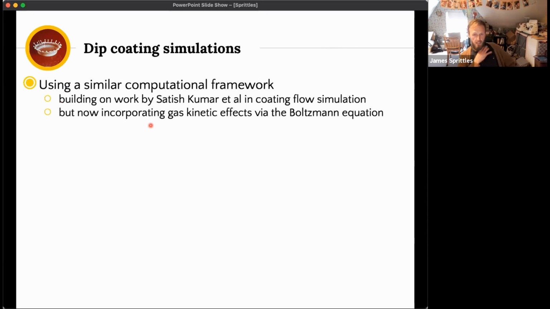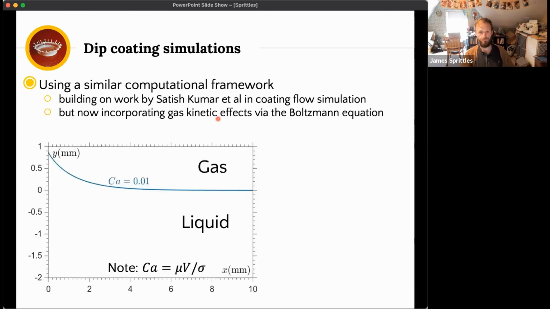So what we developed is a computational framework, again based on finite elements, which is similar to some previous works by Satish Kumar in Minnesota on coating flow simulation, but now we incorporate gas kinetic effects in the same way as I showed you before, except it's now a bit simpler because this is a steady problem.